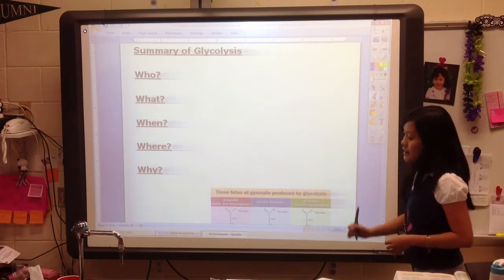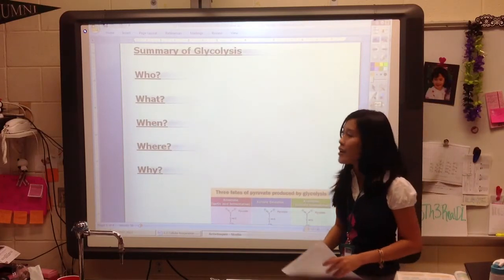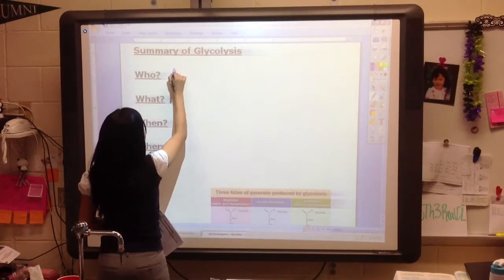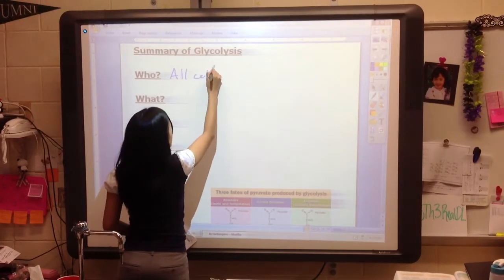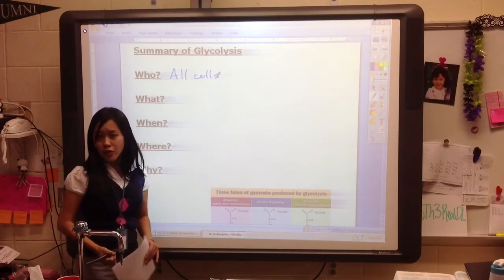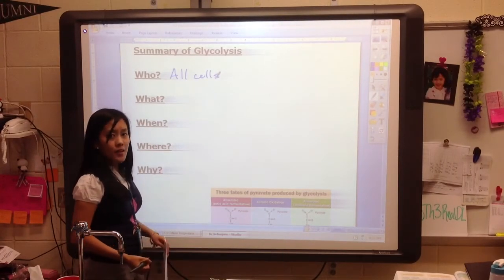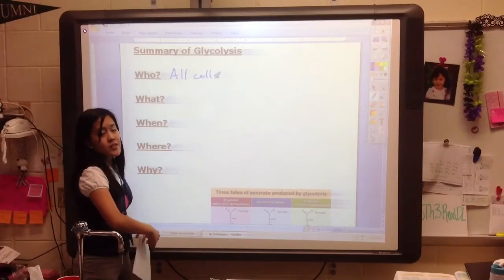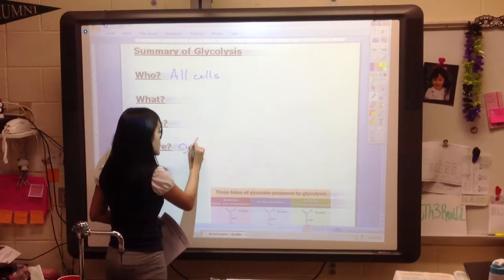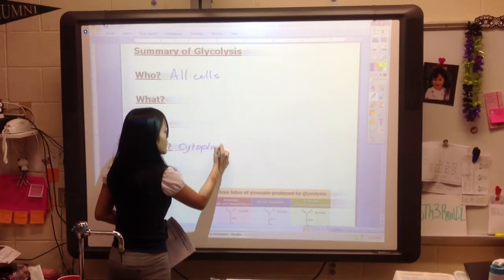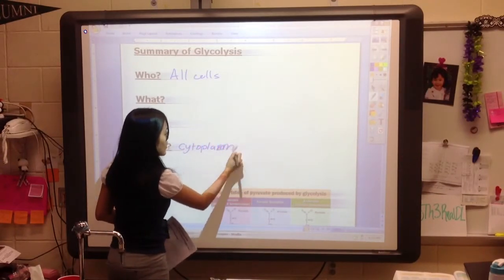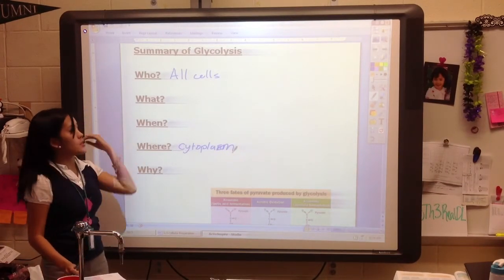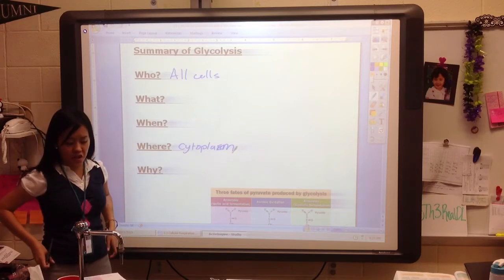So when we're looking at glycolysis, who performs glycolysis? This literally was all cells. Prokaryotic and eukaryotic cells all perform glycolysis. And this should make sense because where did this occur? This occurred in the cytoplasm of the cell. And all cells have cytoplasm. They did not require a specific organelle for this to occur.